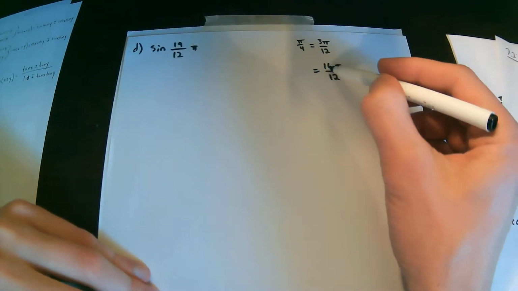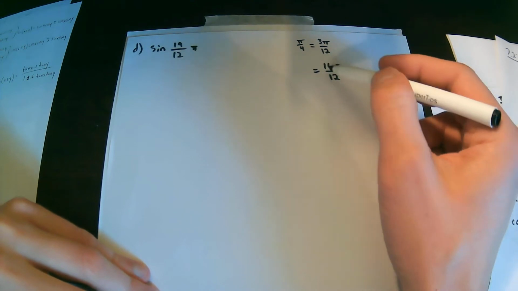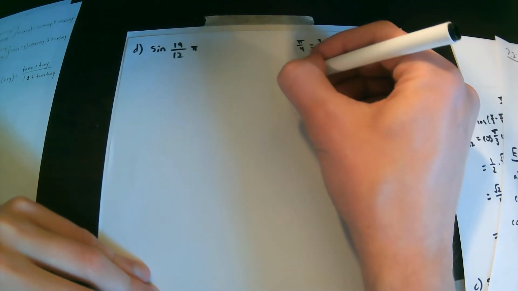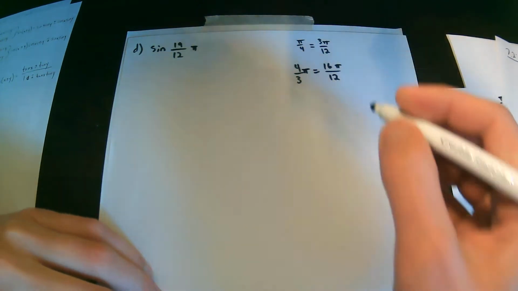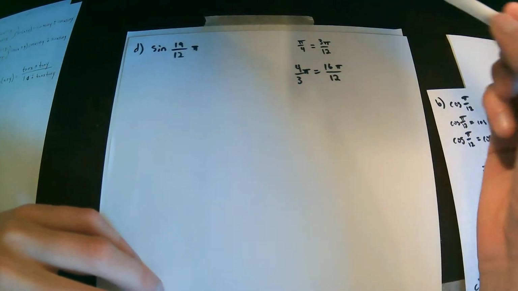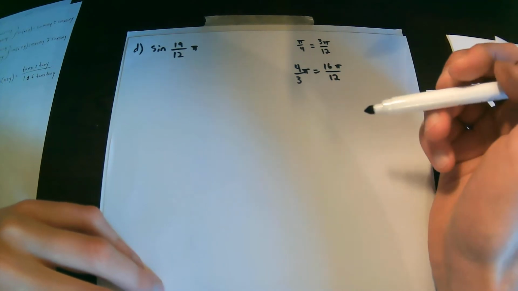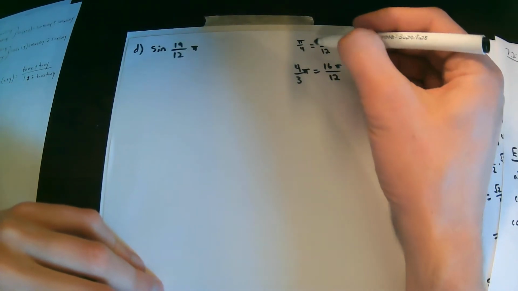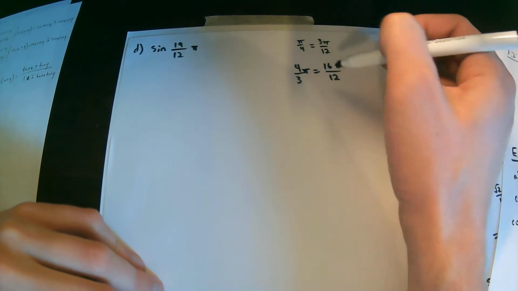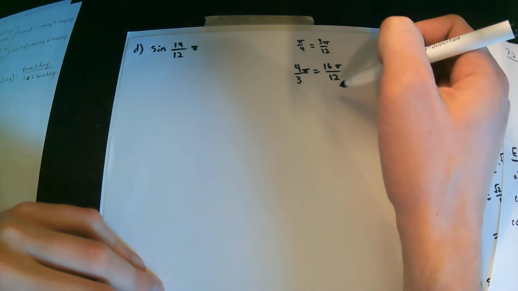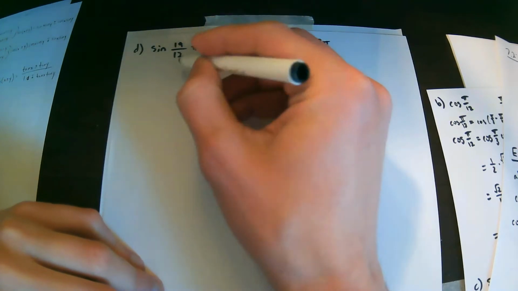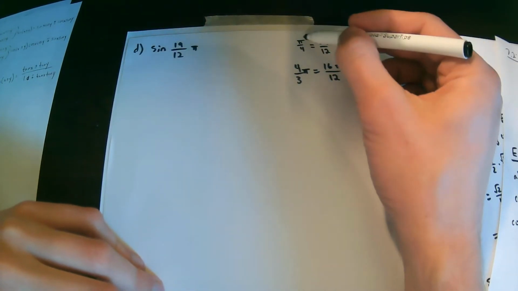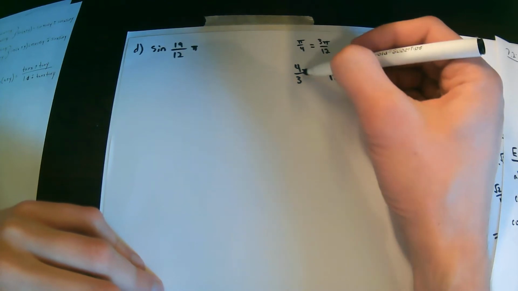And surely this looks good. This looks like I can pull a 4 out of both of these. If I pull a 4 out of both of these, I'll be left with 4 over 3. And these are both nice special angles, this one and this one. So what I can do is write 19 over 12 as 3 over 12 plus 16 over 12. In other words, I can write 19 over 12 as 1/4 plus 4/3. And I have information about this angle and this angle.